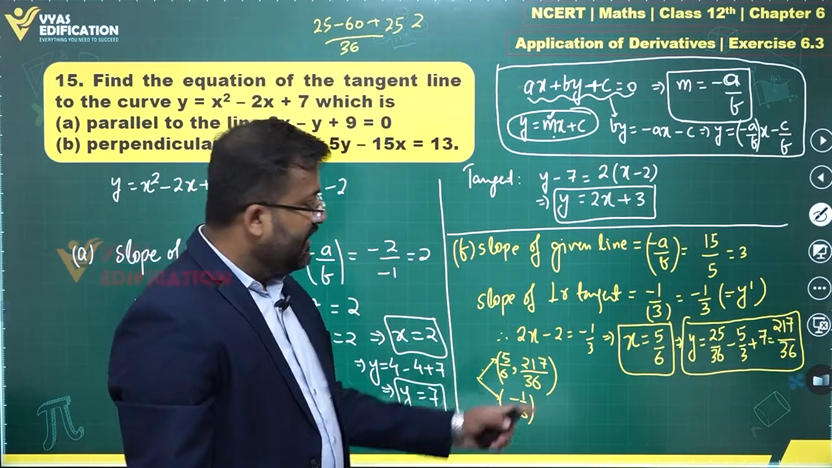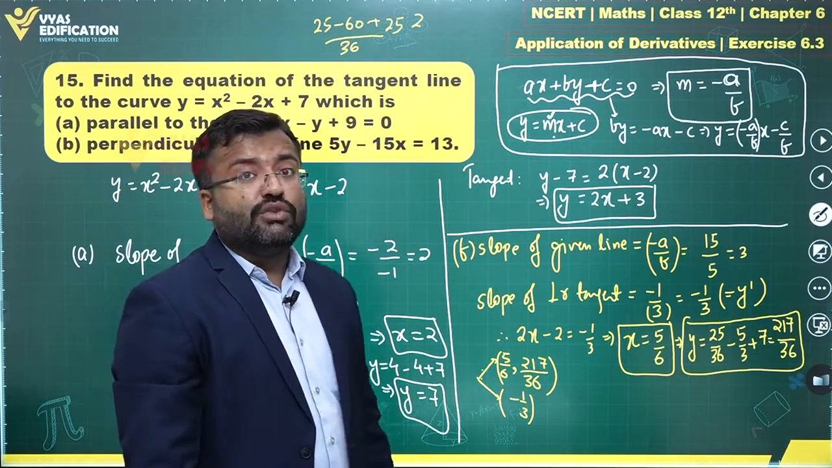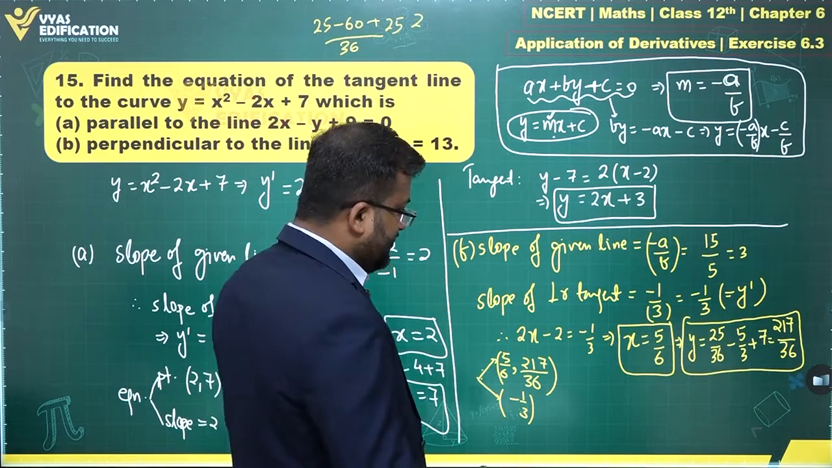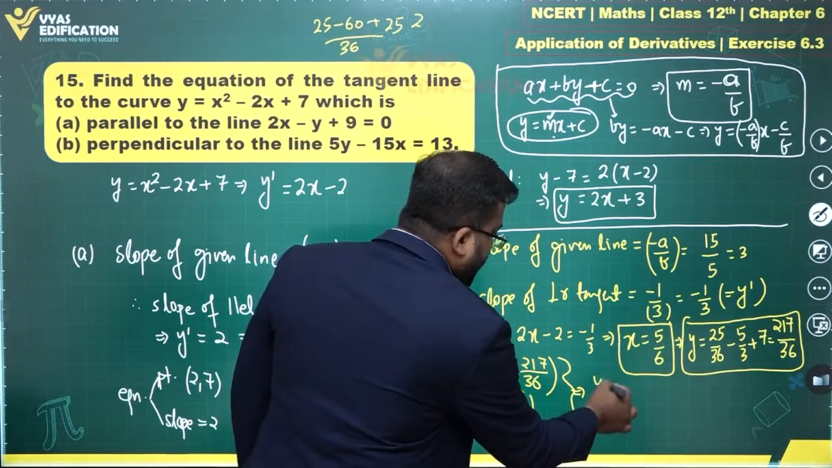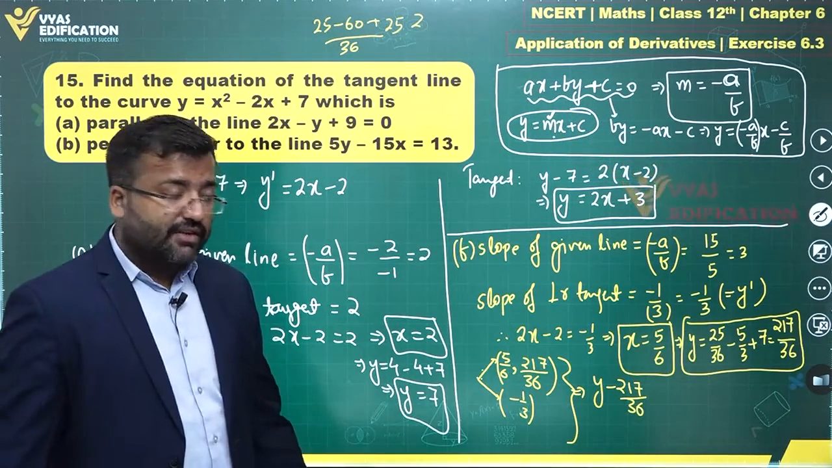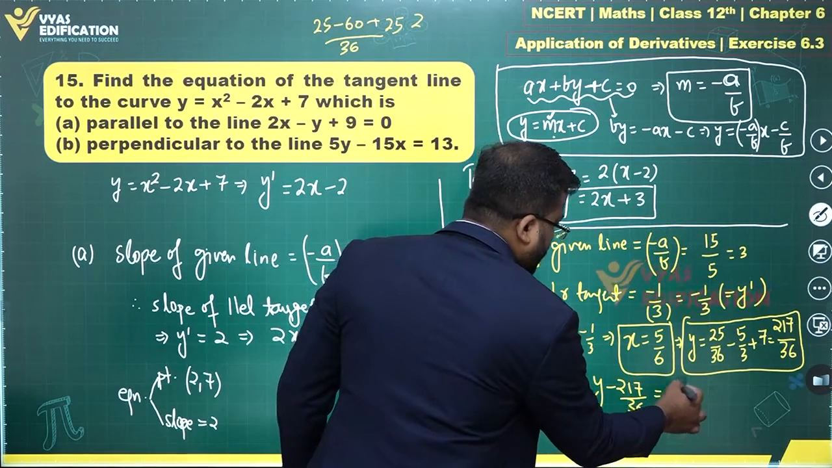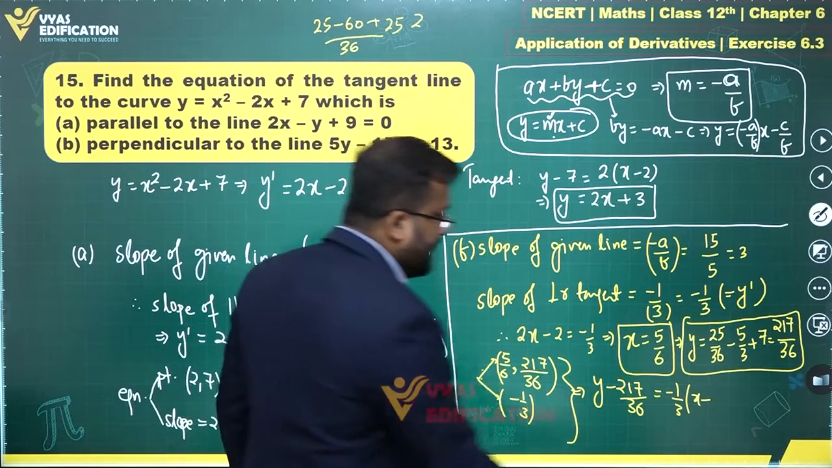How do we do that? y minus y1 is equal to m times x minus x1. Let's substitute the values over here. And what do we get? y minus y1, which is 217 upon 36. y minus y1 is equal to the slope, minus 1 upon 3, times x minus x1, which is 5 by 6.